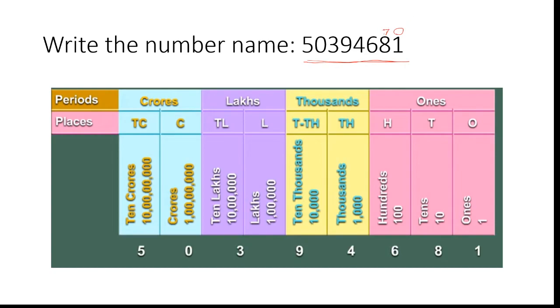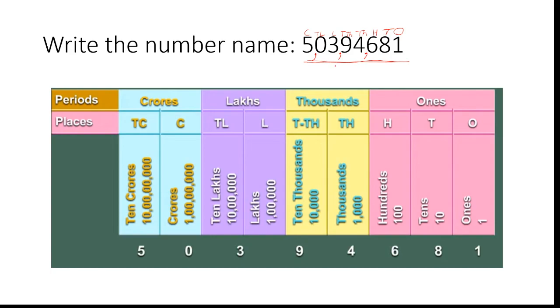This is tens. Then 100, 1000, 10,000, lakh, 10 lakh, and the next one is crore. And after every period you have to put a comma. Ones, tens, hundred will form one period, thousand, 10,000 will form one period, lakh, 10 lakh will form one period.